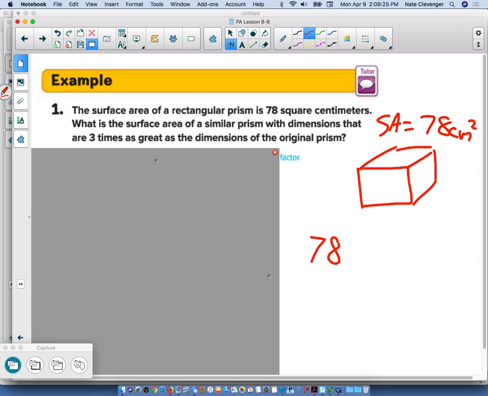So we need to take our 78 times what? What's our scale factor? First of all. What's our scale factor though? 3. And we're going to then square that. Our scale factor is given to us as 3 times as great. So times 3, but we have to square it because we're looking for the area. And that's 78 times 9. Which is 702. 702 centimeters squared.